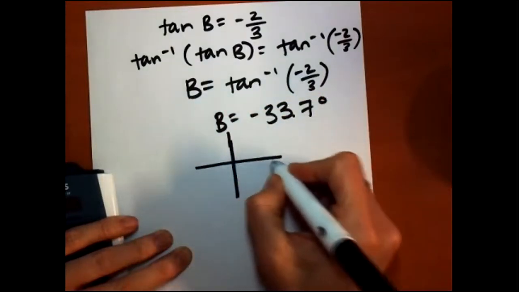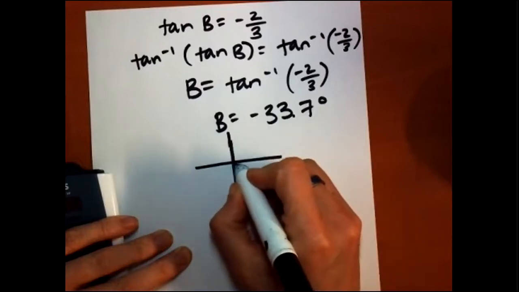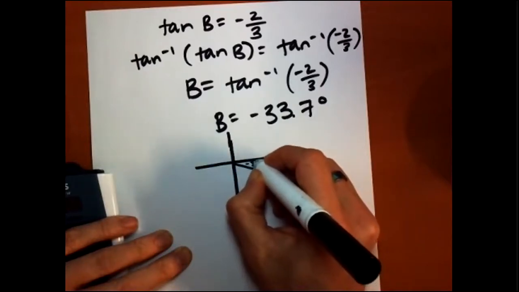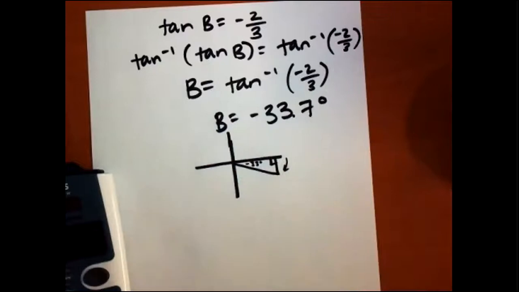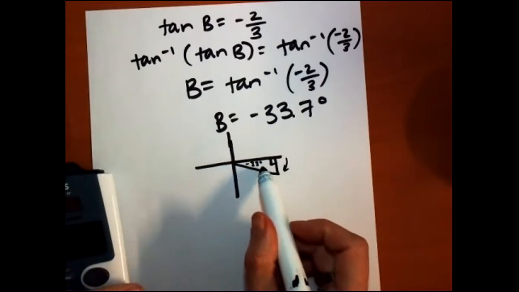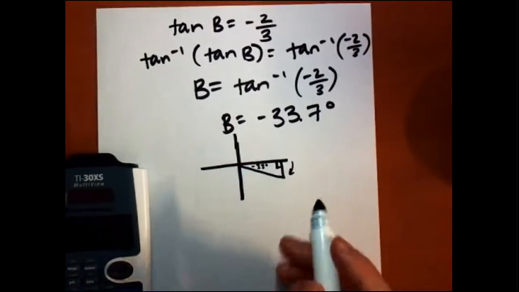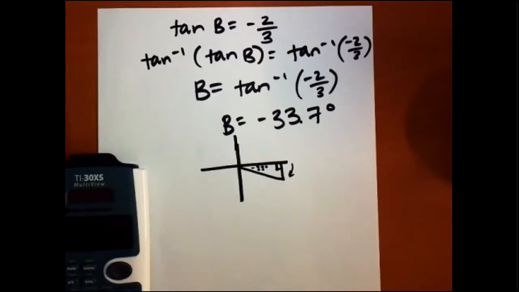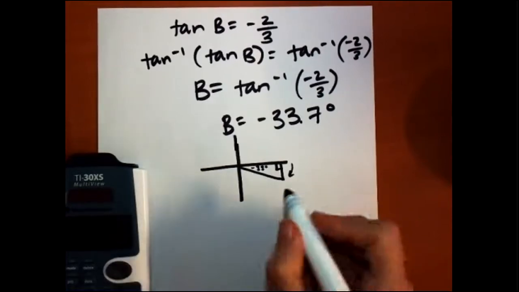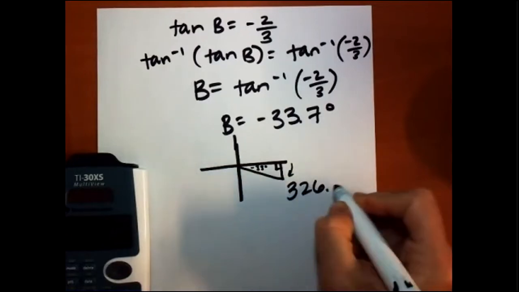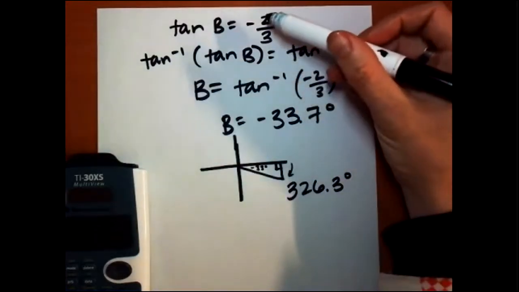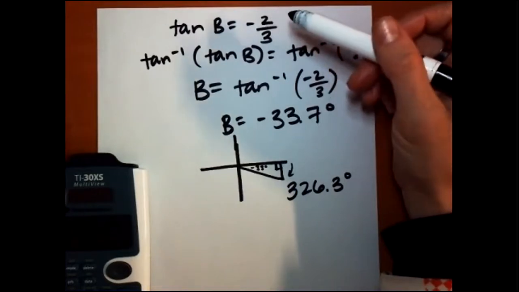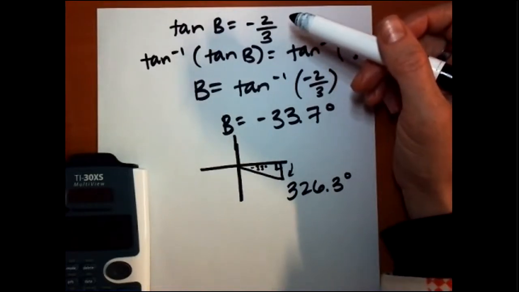Negative 33 means we're going clockwise. Negative 33 here, negative 33 here. Great. I believe the question asked us between 0 and 360, and negative 33 is definitely not between 0 and 360. So I'm going to add 360 plus negative 33.7. And so this is 326.3 degrees. But we know that tangent is negative when either sine or cosine, but not both, are negative.